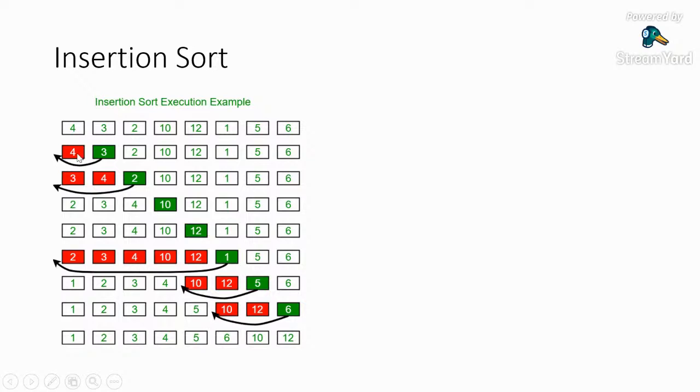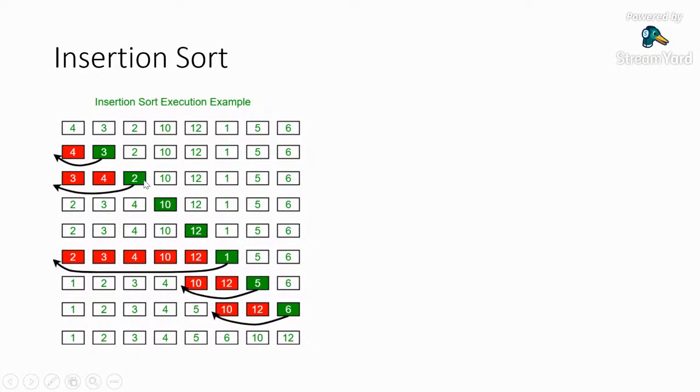For this you right shift this 4. So 4 comes here, and this location is freed. Then 3 is inserted here. So finally you get 3 and 4. After that, this 2 is considered. Now see, this 2 is inserted into the already sorted list. What is the already sorted list? This 3 and 4 is nothing but the already sorted list.